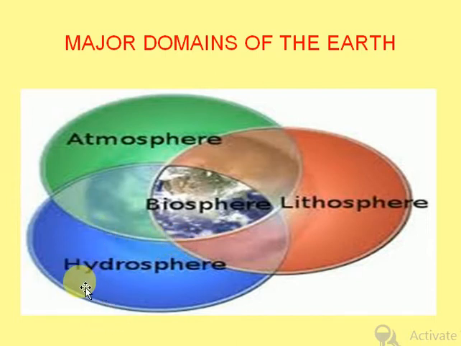Water covers a very big area of the Earth's surface, and this area is called the hydrosphere. The hydrosphere comprises water in all its forms, that is ice, water, and water vapor. And the zone where the three layers meet, the biosphere, is the narrow zone where we find the land, water, and air together, which contains all forms of life.